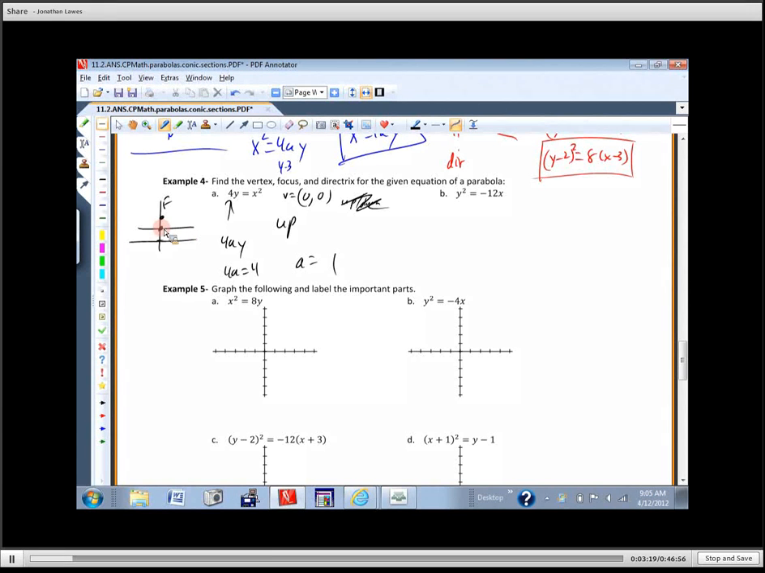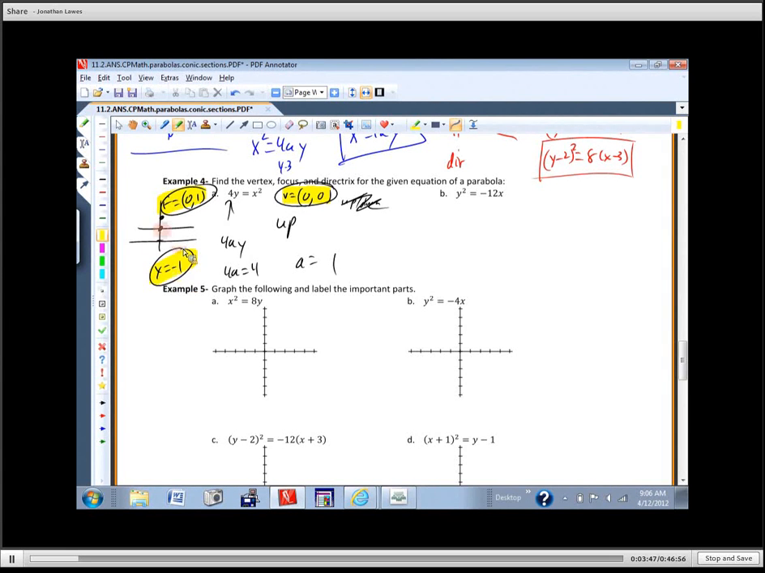So if you're at (0, 0) and you go up 1, where's the focus? Okay, the x coordinate doesn't change, the y coordinate does. And what would the equation for the directrix be? Okay, it would be y equals -1. Okay, so here are the answers for that one right there. It said vertex, there's the vertex. We wanted to find the focus, there's the focus, and the directrix right there.